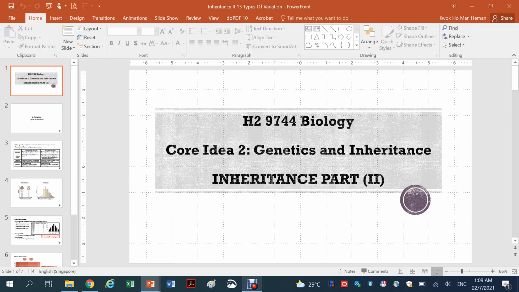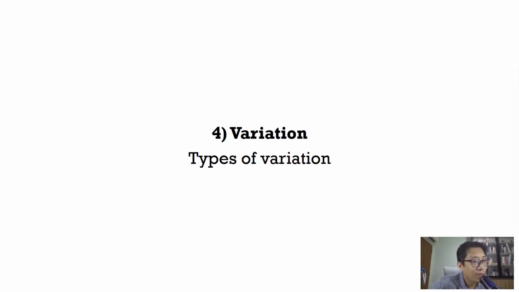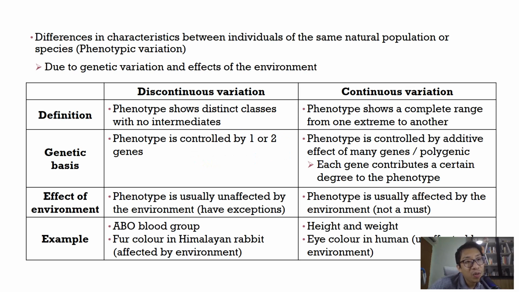Okay, this is the last video for the last part of inheritance part 2. We'll be looking at the types of variation. The variation that we are referring to here is the phenotypic variation, right? Variation in the expressed characteristics between individuals.